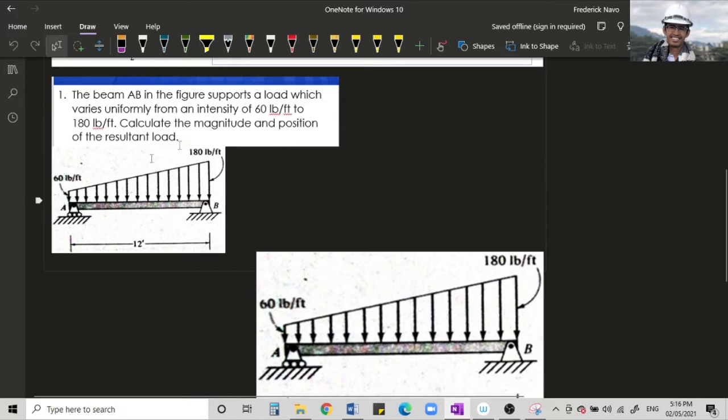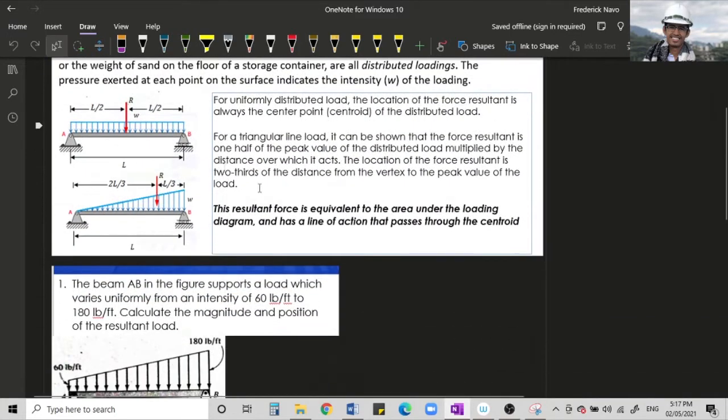And it supports a load that varies uniformly. So, at point A, that is 60 pounds per feet. And at point B, that is 180 pounds per feet. So, it uniformly increases. So, as you can see, this is the shape of a trapezoid. Okay? So, we said that in our triangle, the location of its resultant is at 2/3 of our length.